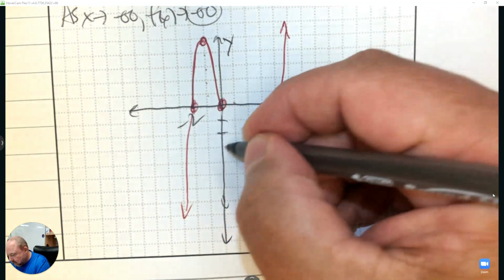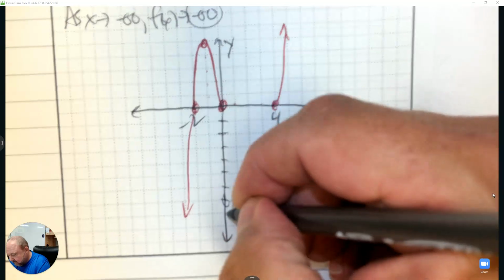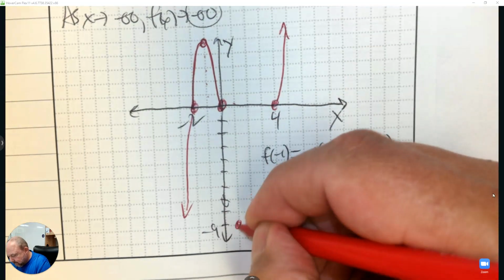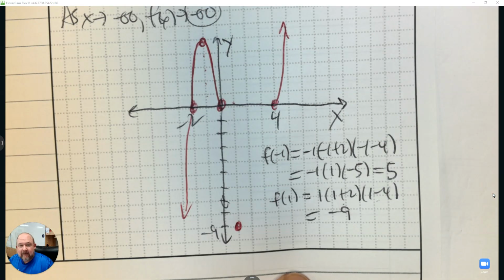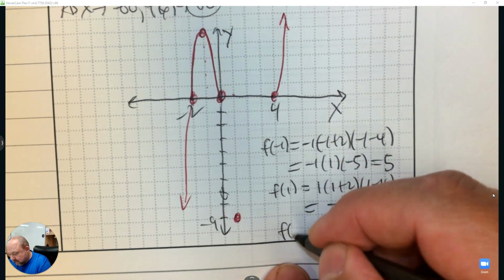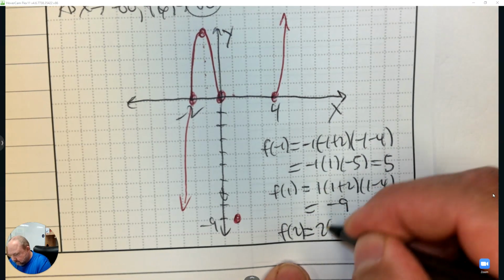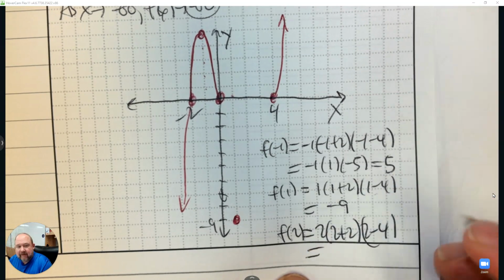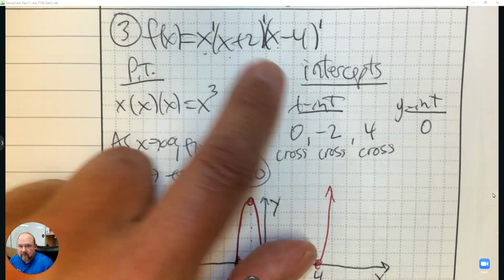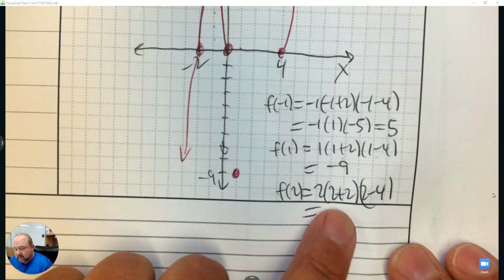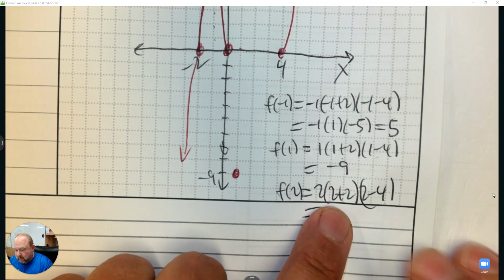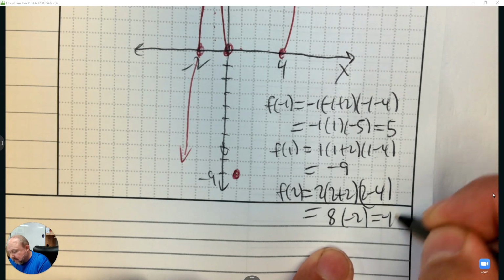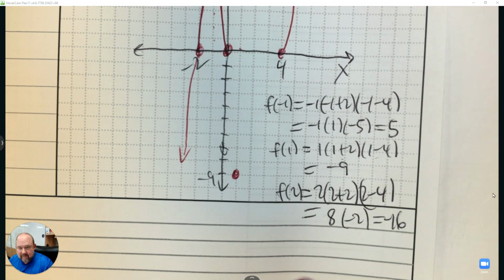Let's go 1, 2, 3, 4, 5, 6, 7. There's negative 9. I'm going to try f at 2 and see what answer that gives me. So take out the x and put in 2. So I see 2 times 4 is 8. Well, that one's going to be lower. Times negative 2. That gives me the answer negative 16.